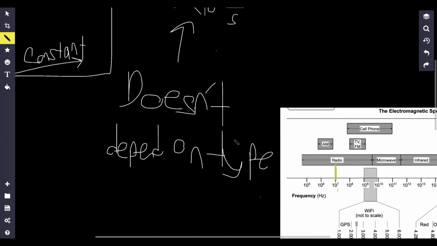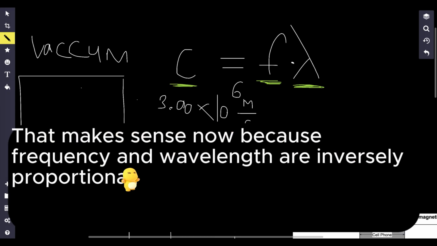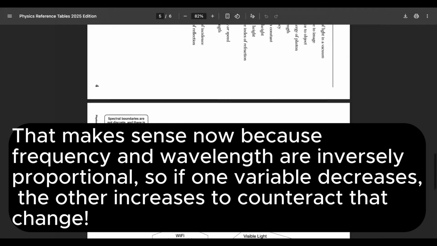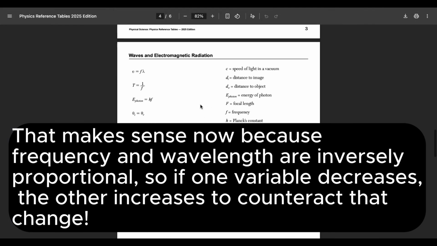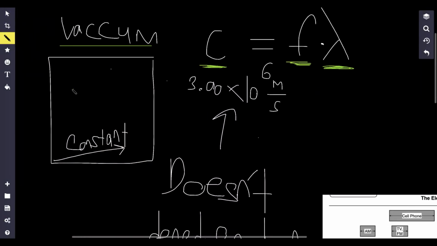Now this is a very powerful tool. It's basically saying that no matter what frequency or wavelength of light I'm dealing with, I'm still going to get the same speed of light in a vacuum. This is actually in your physics reference table, thank God. It says that the velocity of light is equal to the frequency multiplied by the wavelength. The reason it says velocity is because, imagine if this wasn't a vacuum, but the light was moving in air, for example.